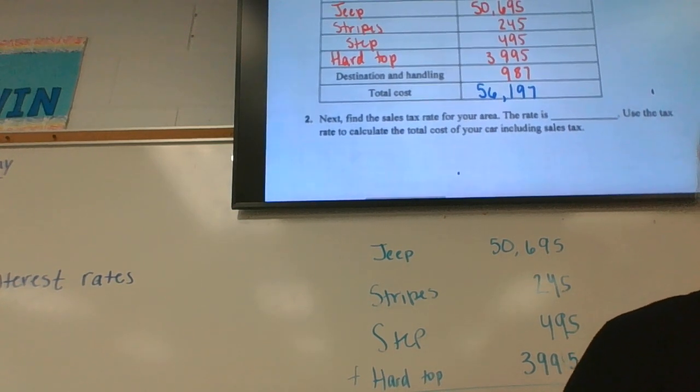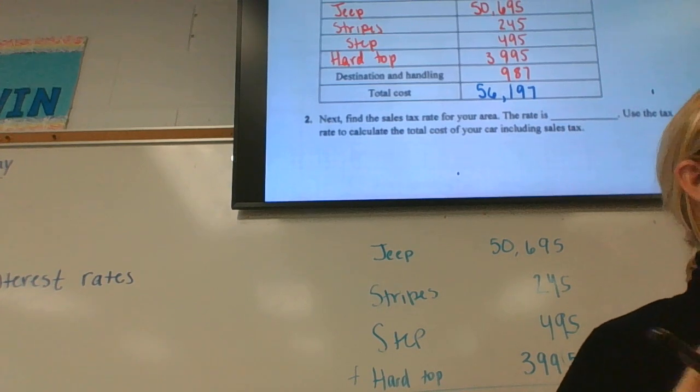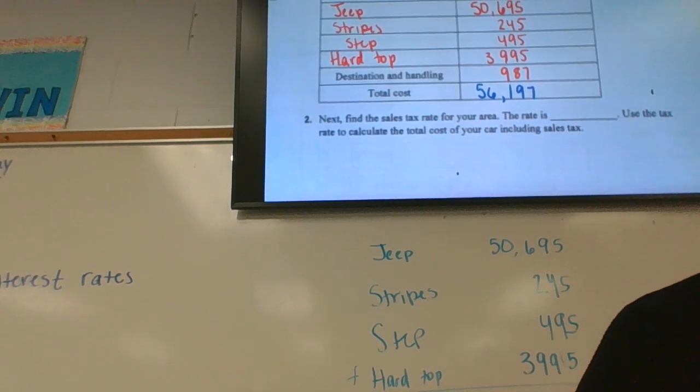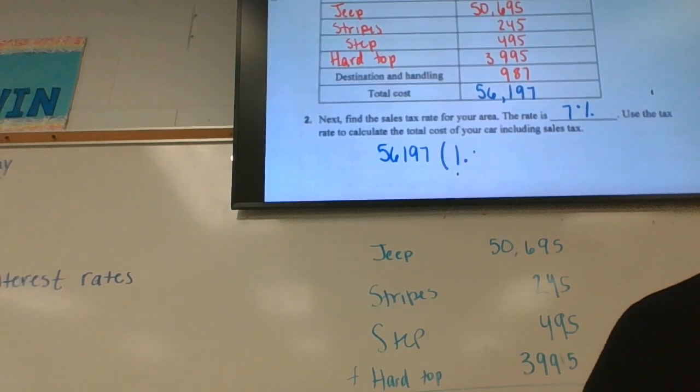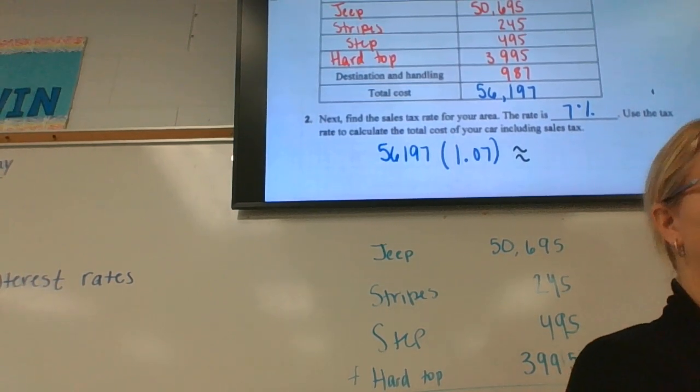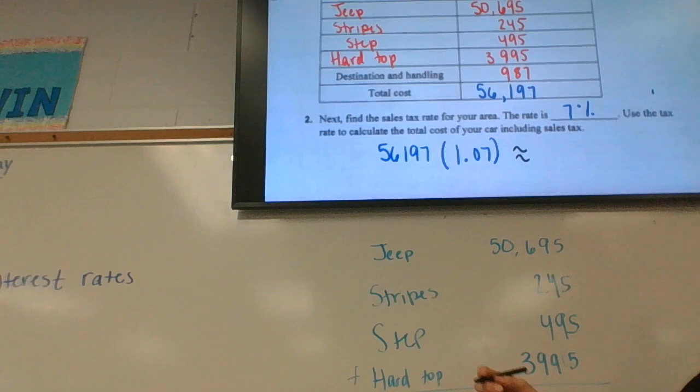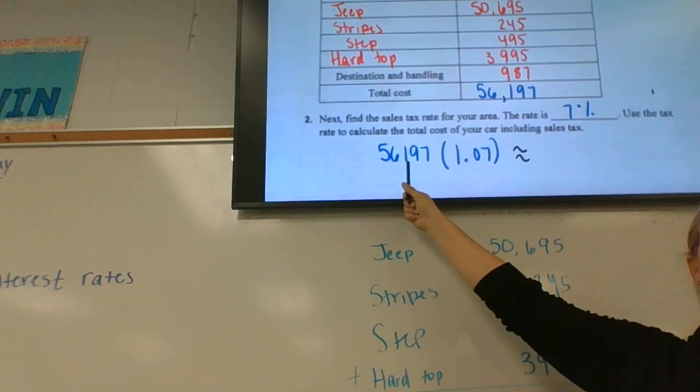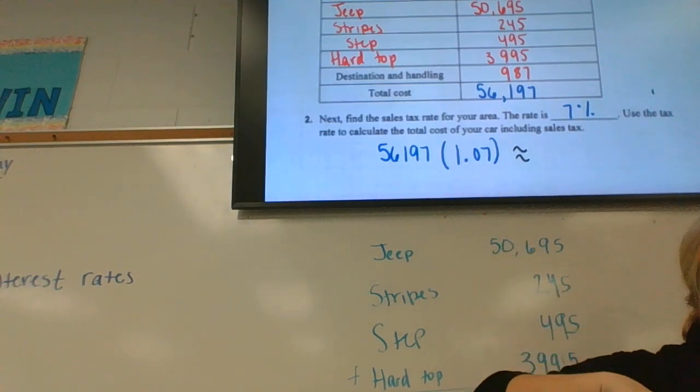Okay, now I'm going to figure out the cost with taxes. So our sales tax rate is 7%. So I'm gonna do 56197 times 1.07, and that's gonna give me the total cost I'm gonna use with taxes. So if you're doing a different vehicle, you may use a different number here. If you're not, just do exactly what I'm doing. It's your choice.